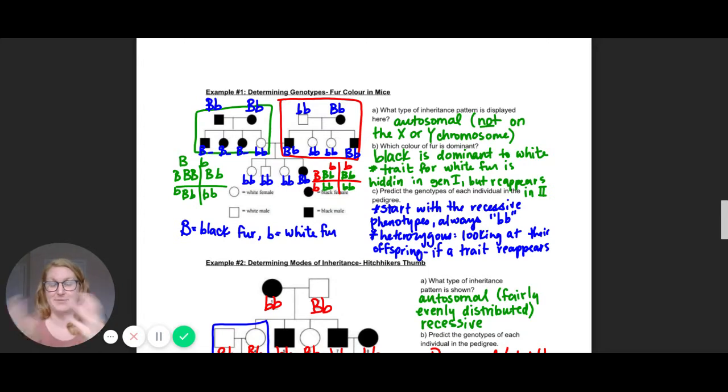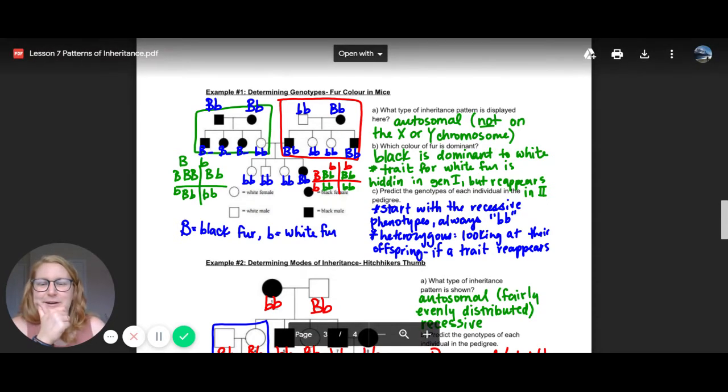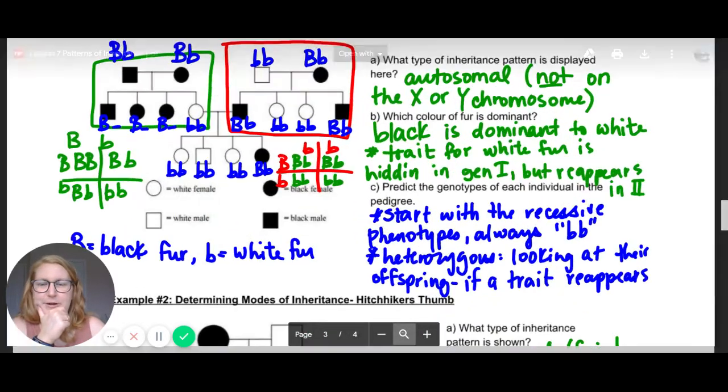I have genotypes, so fur color in mice. You're going to be looking at that in the lab also, but that's sort of a separate issue. That one is looking at dihybrid crosses, so more than one trait. But here we're going to talk a little bit about fur color.